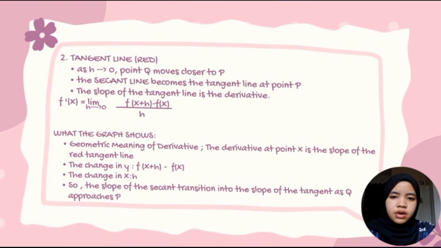As h approaches 0, point Q moves closer to P. The secant line becomes the tangent line at point P. The slope of the tangent line is the derivative, where f'(x) equals the limit as h approaches 0 of (f(x + h) - f(x))/h. Last but not least, this graph shows the geometric meaning of the derivative. The derivative at point x is the slope of the red tangent line. The change in y equals f(x + h) - f(x), and the change in x equals h. So the slope of the secant turns into the slope of the tangent as Q approaches P.